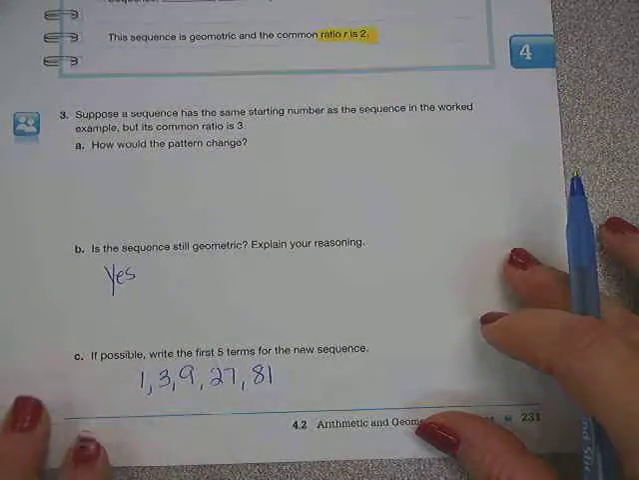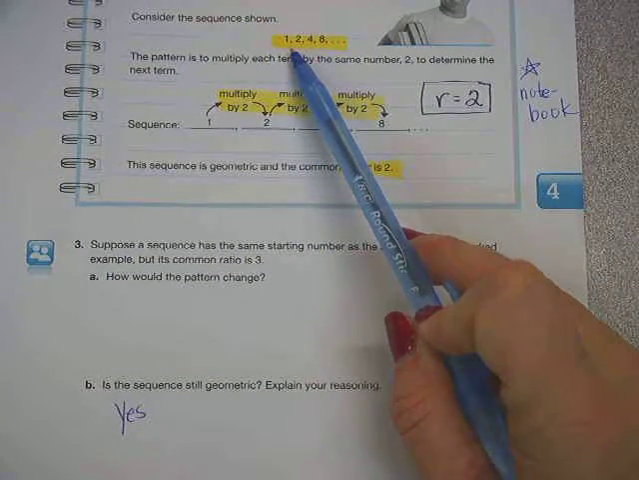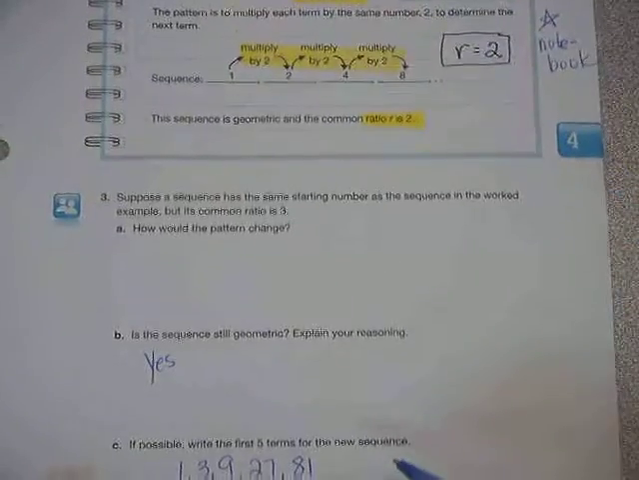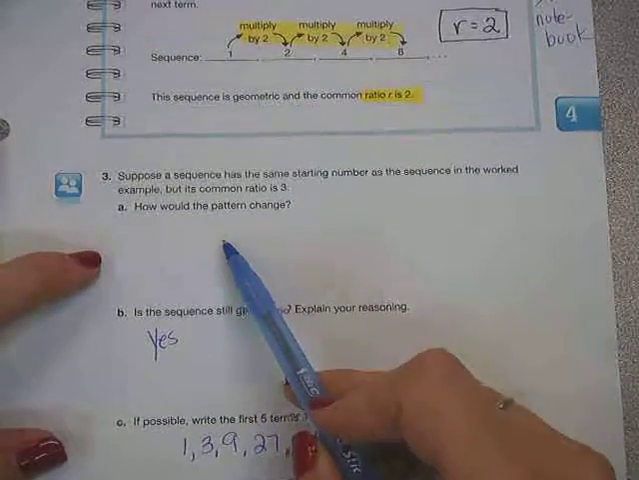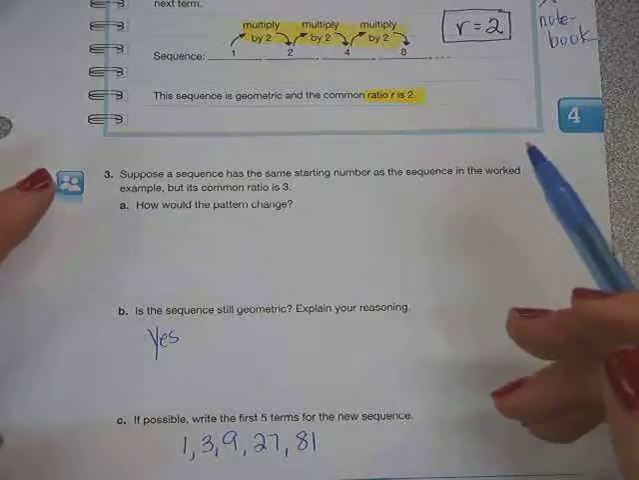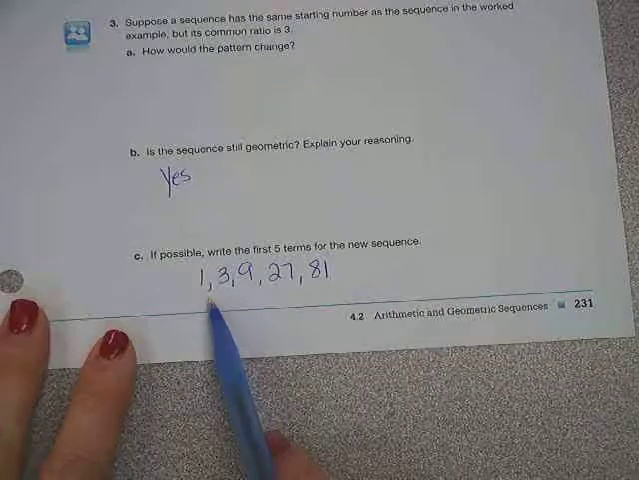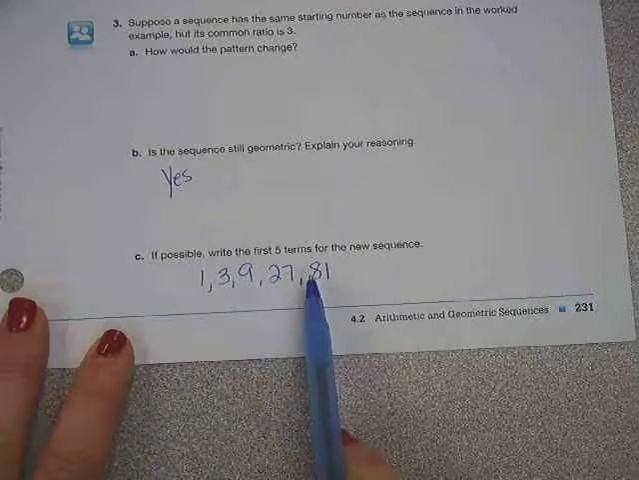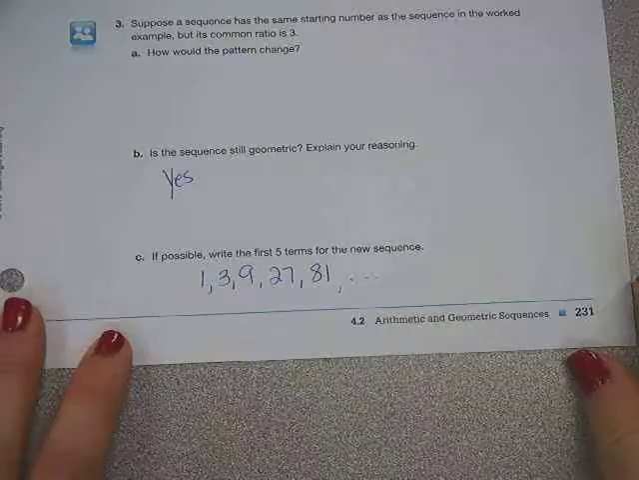Okay. At the bottom of the page, they said, what would have happened if we started a sequence with 1, but instead of having a common ratio of 2, we now are using a common ratio of 3. So how would the pattern change? It would just get larger quicker. It's still going to be geometric, and those values would look like this. It would go 1, 3, 9, 27, 81, and so on. Those are the first 5.